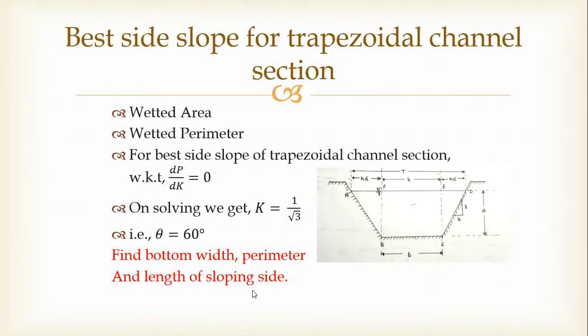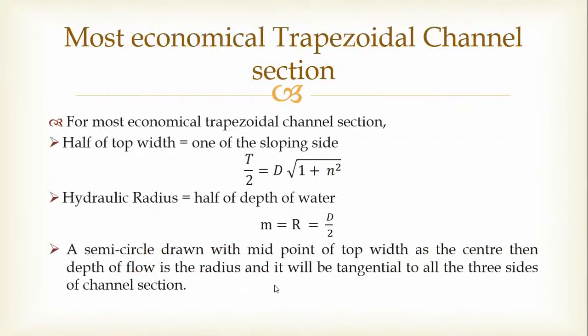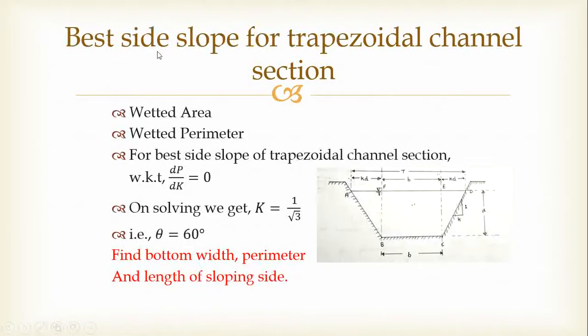This is just for the most economical trapezoidal channel section. Next we will look into the best side slope. You know that there is a slope given here, which would be the best side slope for the trapezoidal channel section. This is very simple. You all can sit and try. You know what is wetted area, calculate the area. You know what is wetted perimeter, one of the sloping side, B, plus another sloping side.